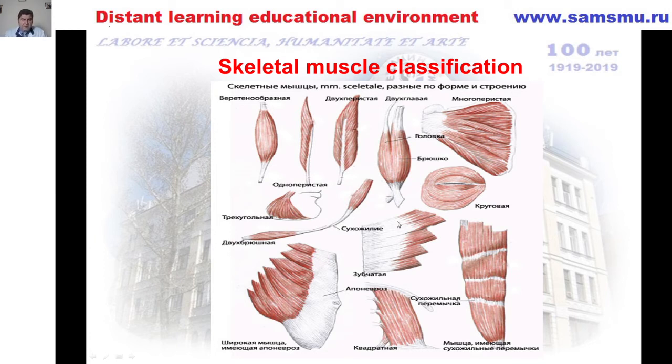square-shaped muscle, serrate-shaped muscle, and also you may see a multisegmental muscle with tendinous septa between each of them. This is musculus rectus abdominis. It forms the anterior wall of the abdomen.